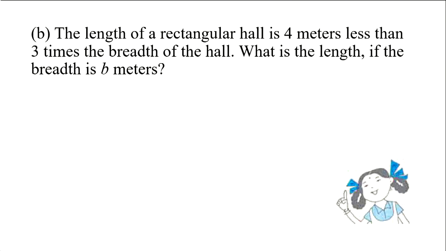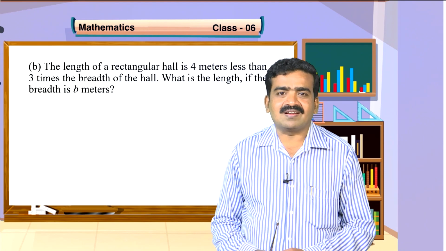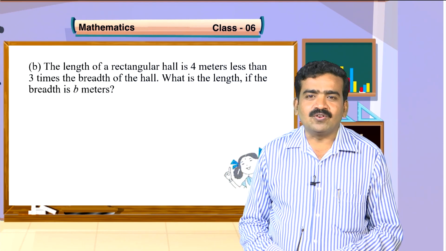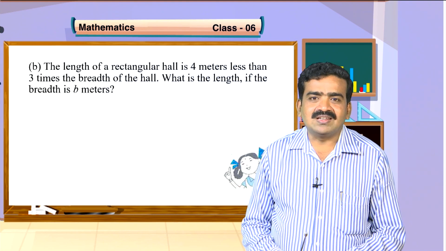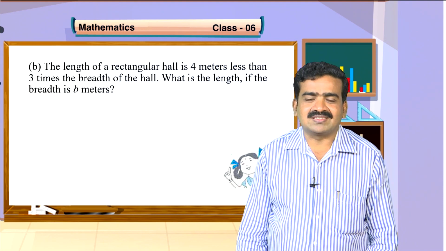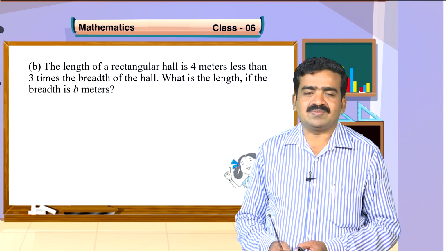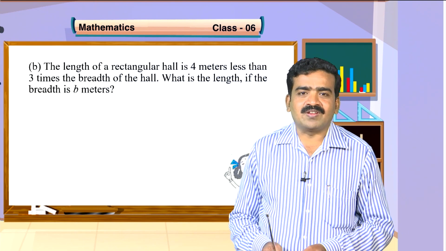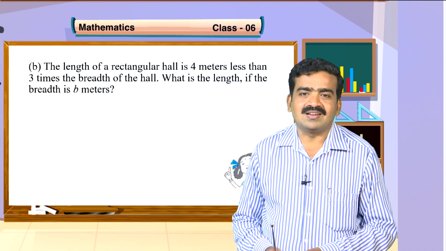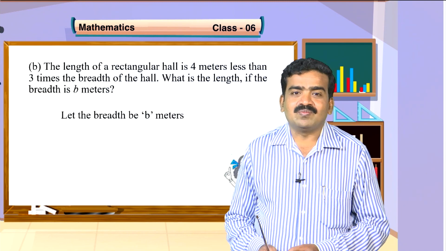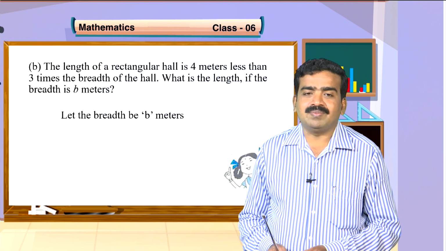Another question: the length of the rectangular hall is 4 meters less than 3 times the breadth of the hall. What is the length if the breadth is b meters? Understand the statement given. The length of a rectangular hall is 4 meters less than 3 times the breadth of the hall. So, we have to consider the breadth of the hall to be b meters.